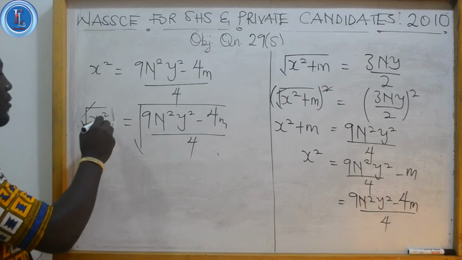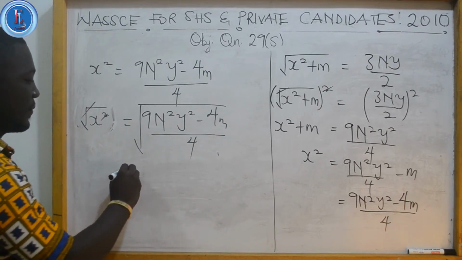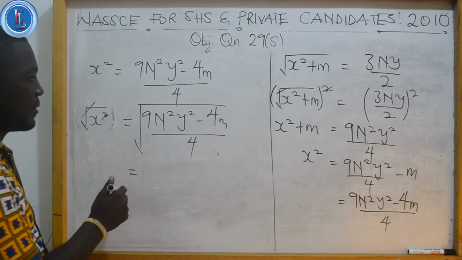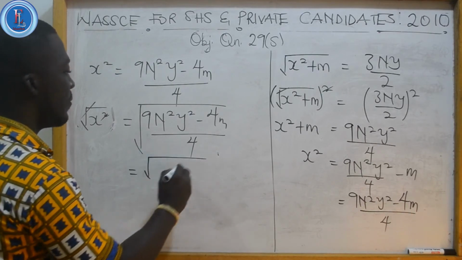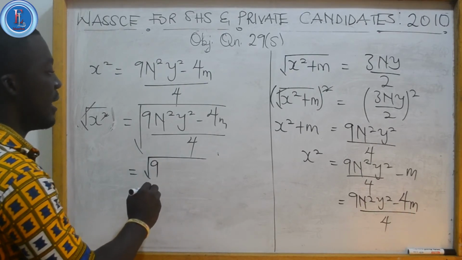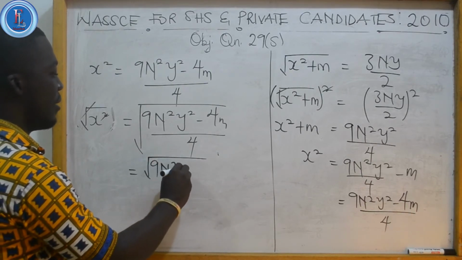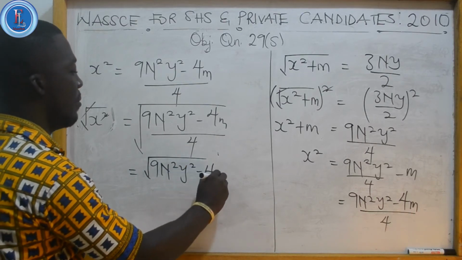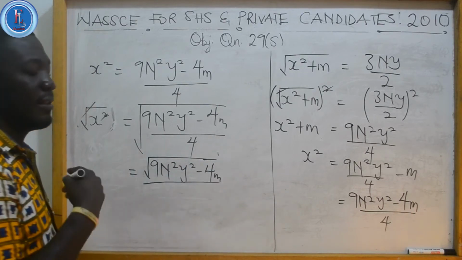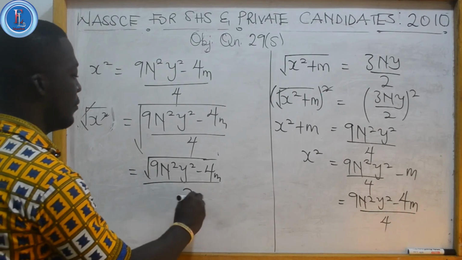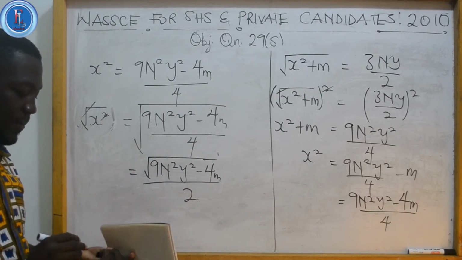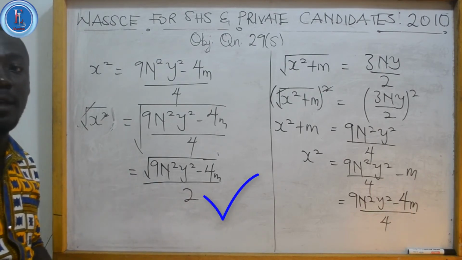So this square root will take away the square, and we take the square root of the denominator as well. So x is 9n squared y squared minus 4m divided by, then the square root of 4 will give you 2. And this is our final answer.